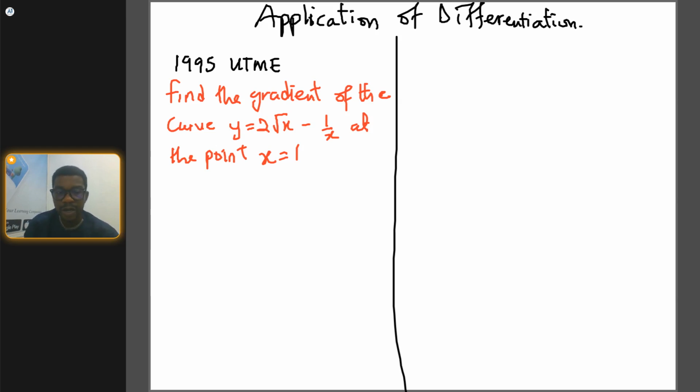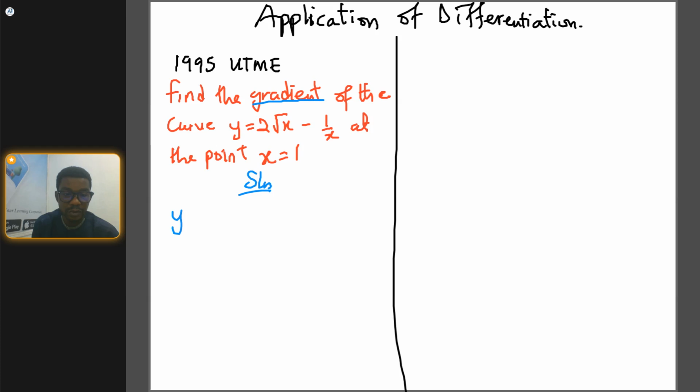Find the gradient. When you hear the word gradient, what should come to your mind is dy/dx. I've said earlier that in physics, change in y-axis over change in x-axis is called slope, and it is also called gradient. In mathematics, we mostly use the word gradient, while in physics we stick to the word slope. So gradient means change in y over change in x, which is also known as dy/dx. That is what we are asked to find here: the dy/dx of this curve.